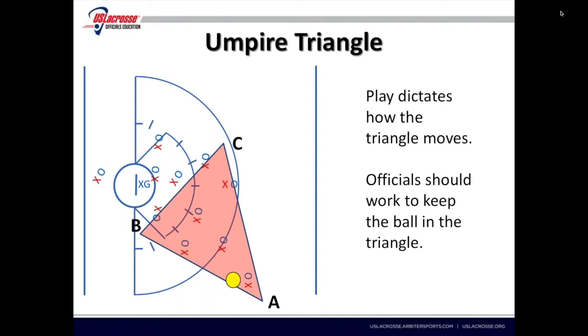The triangle will shift based on where the ball is on the field. Make sure the middle of the arc is covered, as demonstrated by the movement of C and A as the ball moves across the arc. A here is responsible for free space to goal.